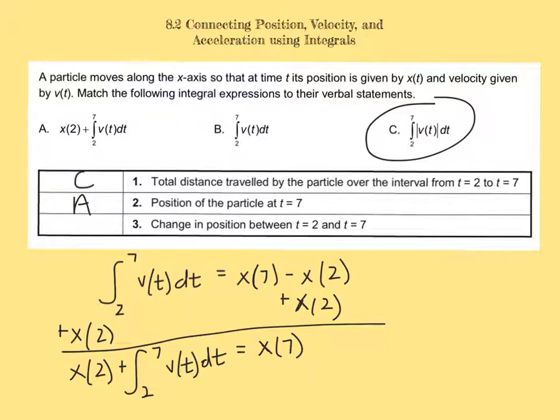Please note the difference between B and C. This one does not have absolute value symbols, right? It's giving us our change in position. It could be negative, it could be positive, anything, right? Just how we change over that time. This is total distance traveled. It's taking away the ability to be negative. So it's all the distance that we've traveled between these two times.